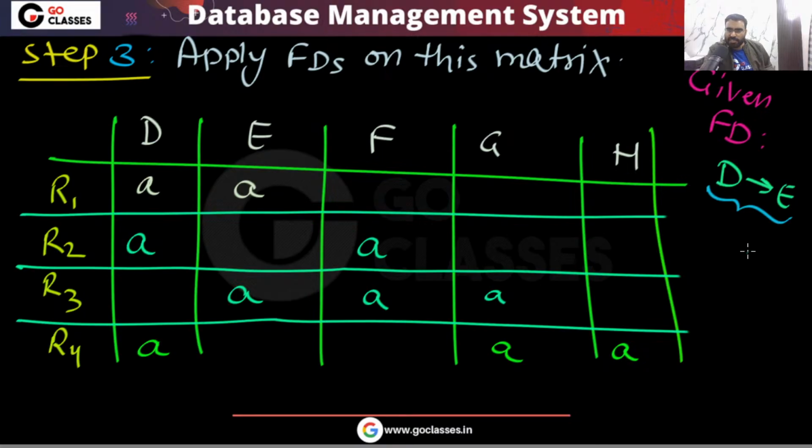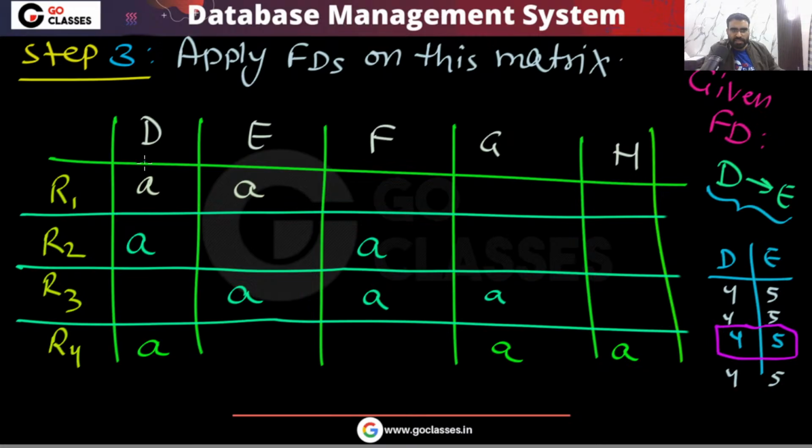What does it simply mean? It means that if the D value is 4 and the E value is 5, then whenever the D value is 4, the E value will automatically be 5. This is what it means. I hope you understood. So just apply the functional dependency now.